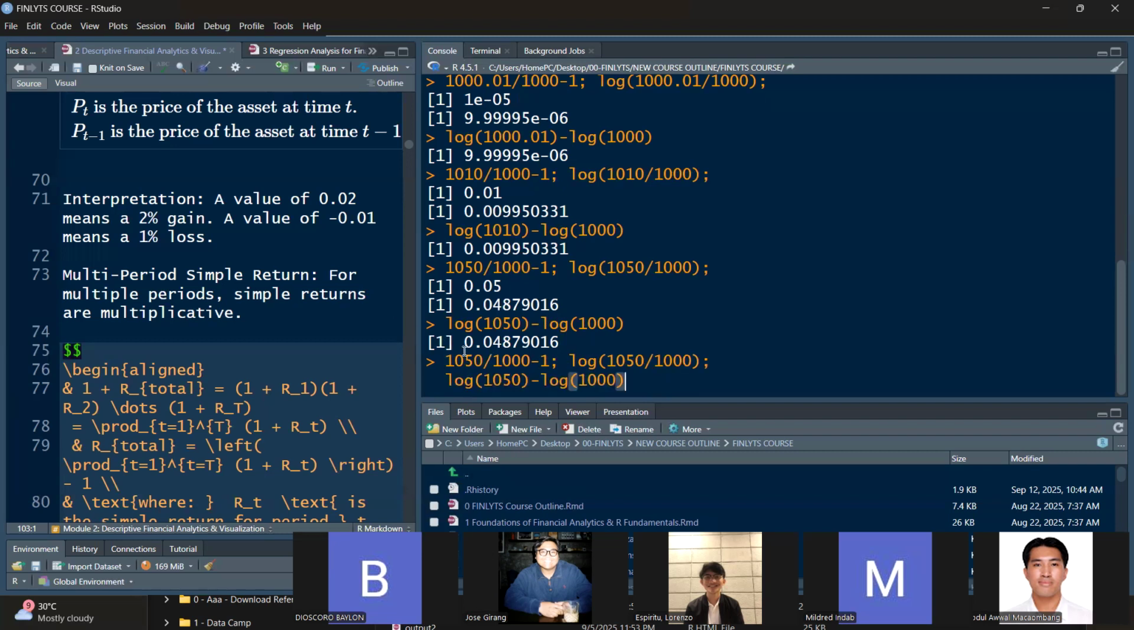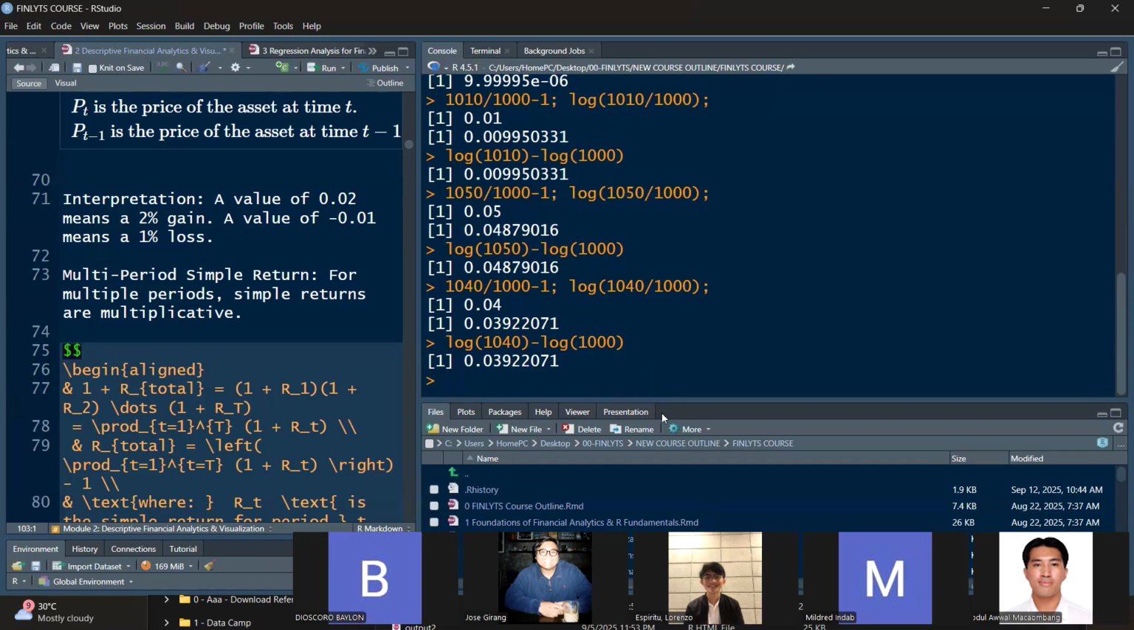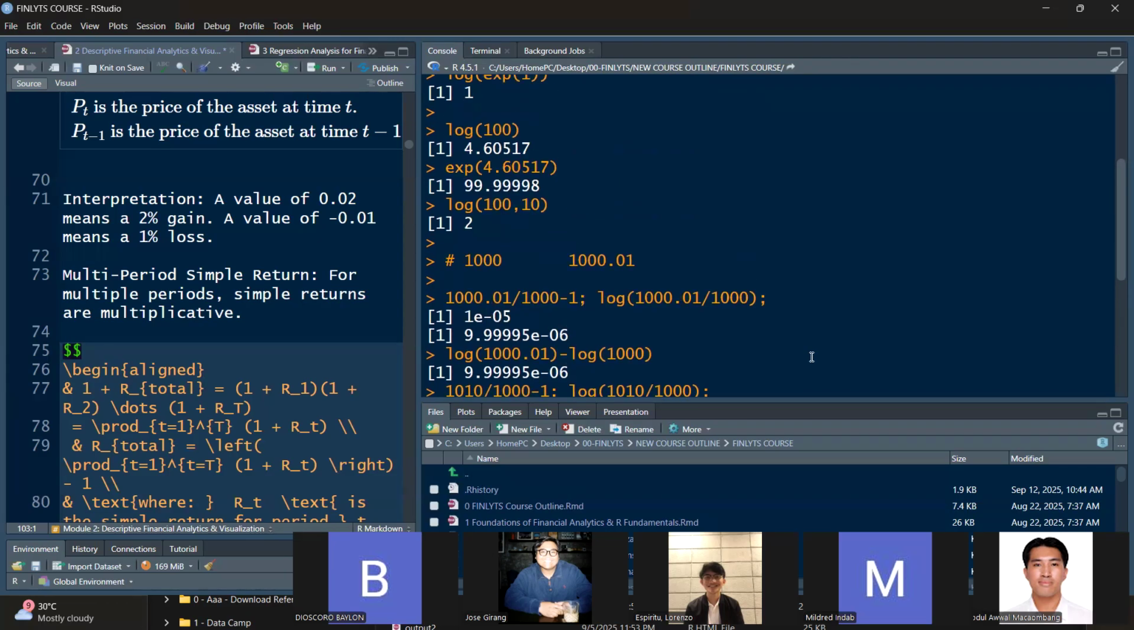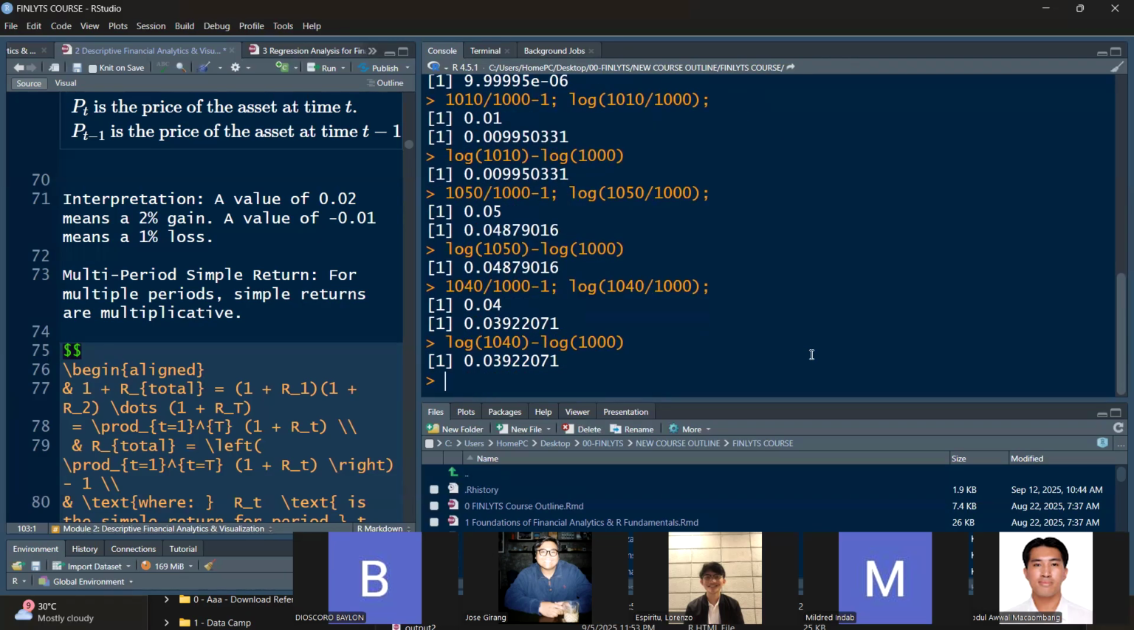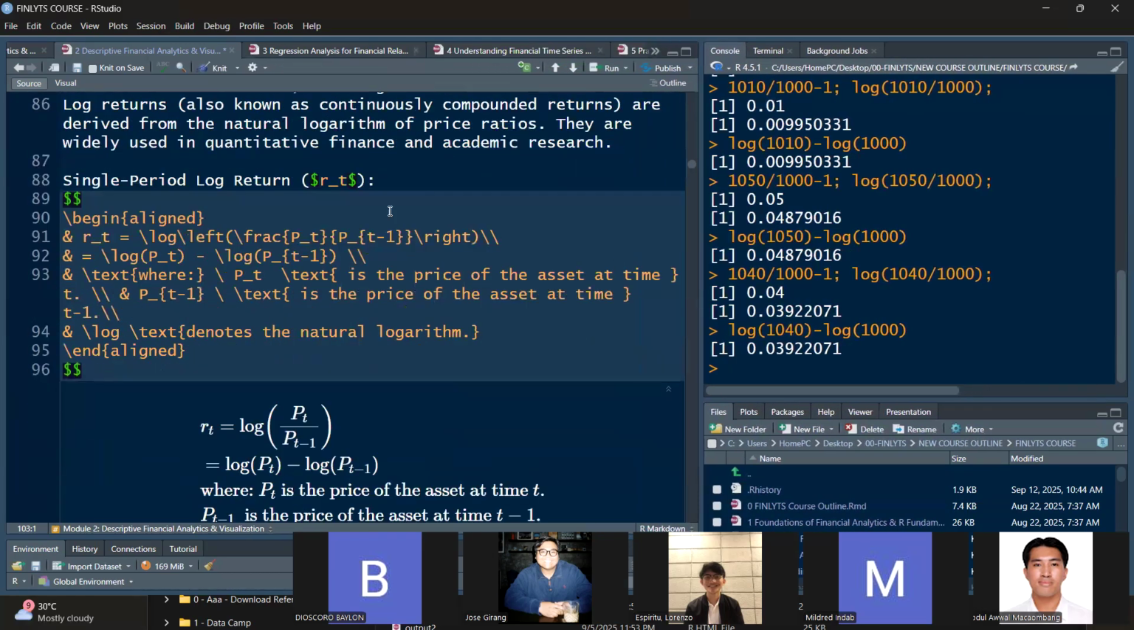Had I changed this to, sorry for showing this, class, 40, then control enter, 0.392, approximately 4%. And you notice, class, that the log return is lower. Notice that in all instances here, the log return is lower compared to your simple return. All right, I think I made myself clear. Is this clear, class? Comments, please.